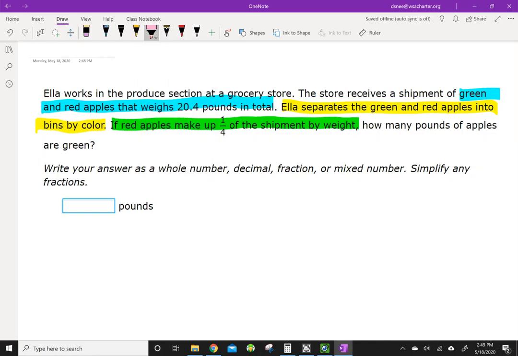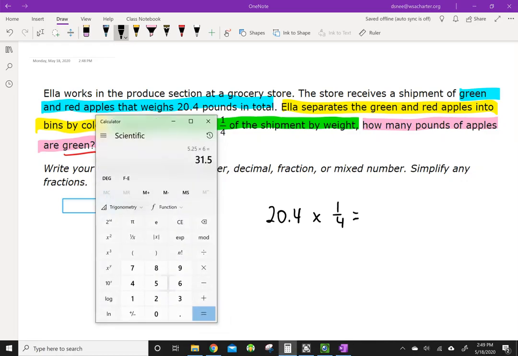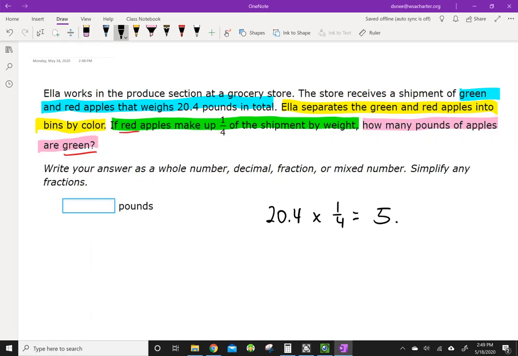So there's kind of the tricky part. How many pounds are green? We got to focus on this word here, right? We've got 1/4 by weight. So we start with 20.4 total, right? Red apples are 1/4, so we multiply by 1/4, and 20.4 times 1 divided by 4 equals 5.1. Okay, so that's red apples.